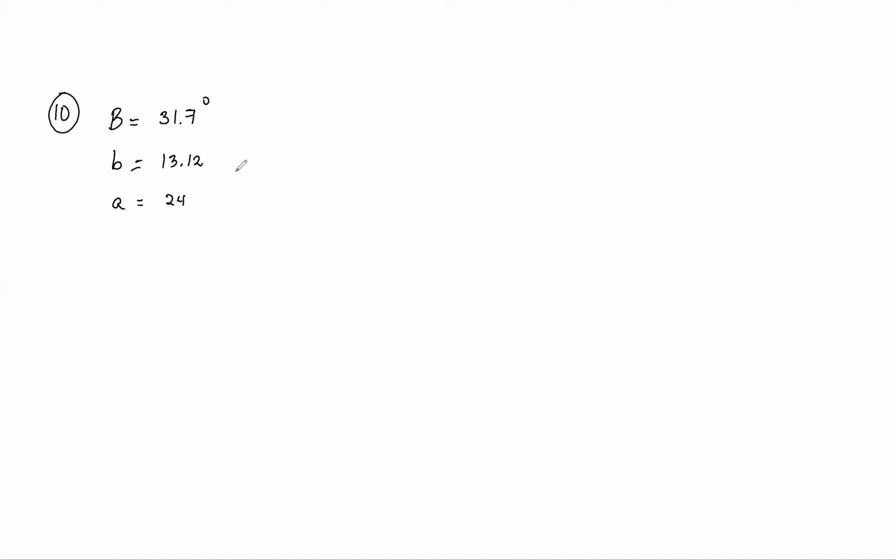Seeing they never mentioned this triangle is a right triangle, I think it is not one. Maybe this one is A, this one is B. This one is alpha that we don't know, but we know this one, beta, that is equal to 31.7 degrees.